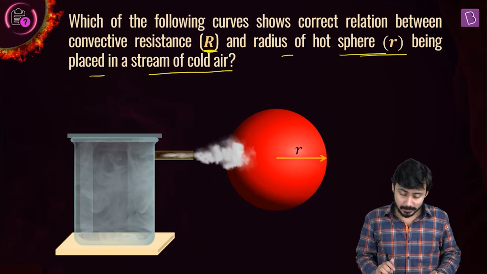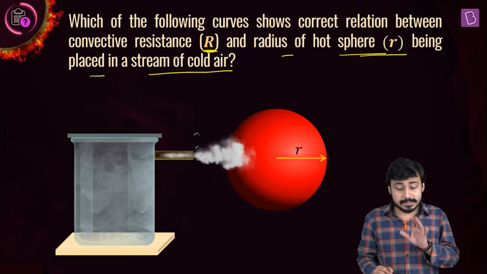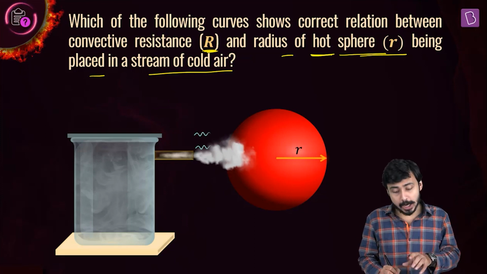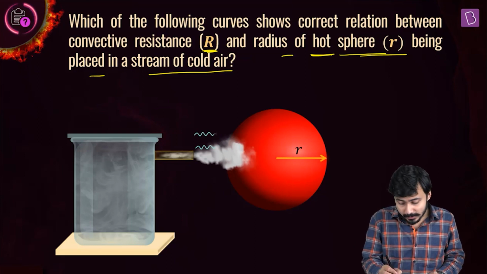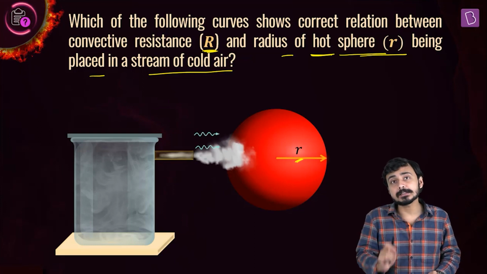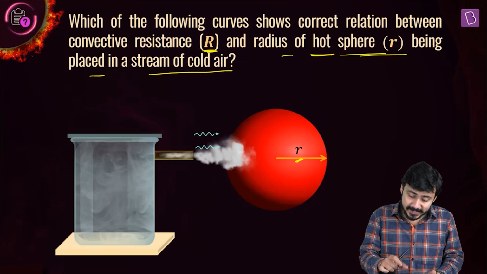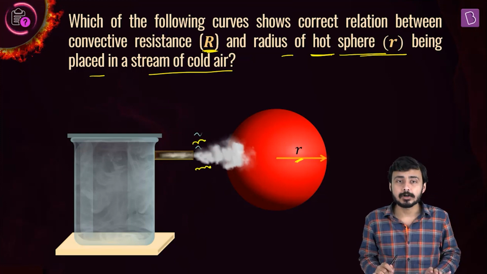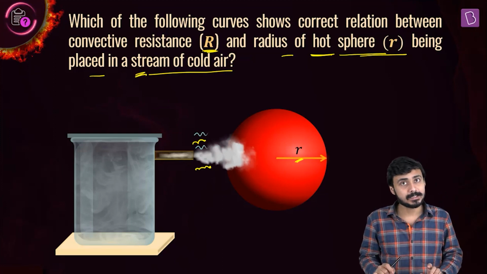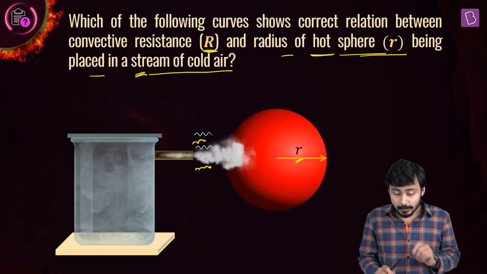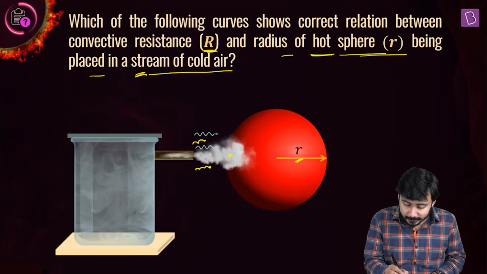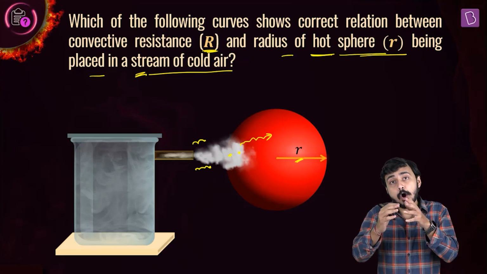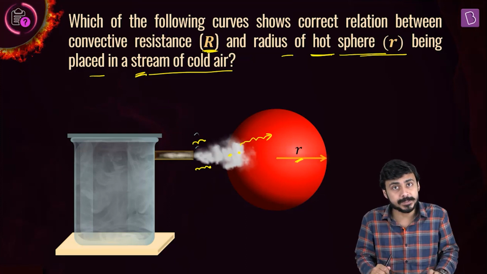What is happening? A sphere is there which is having a higher temperature. It is a hot sphere, right? So a hot sphere surface is there with a radius small r, and it is being exposed to the molecules of the stream of cold air. So what will happen? The molecules from the stream of cold air will come into contact with the surface of the hot sphere.